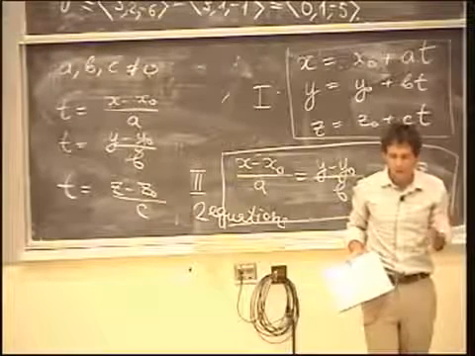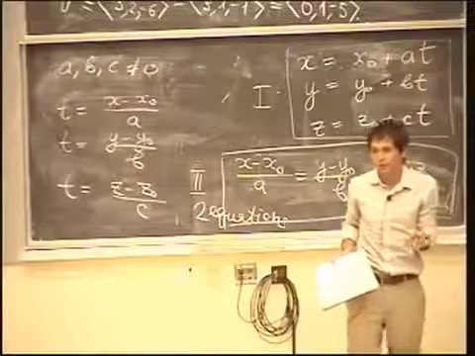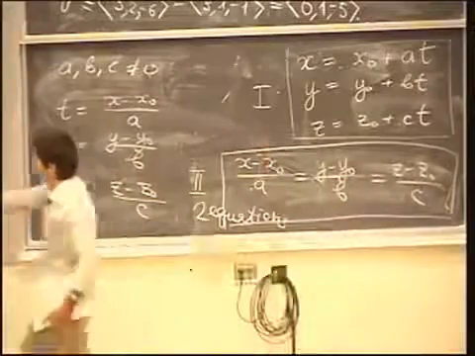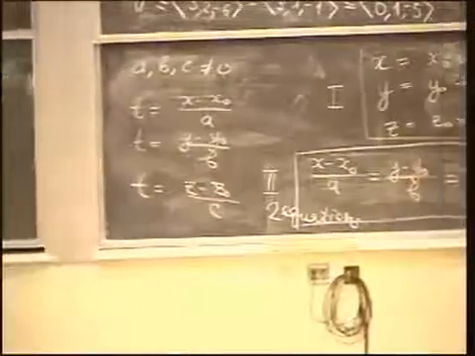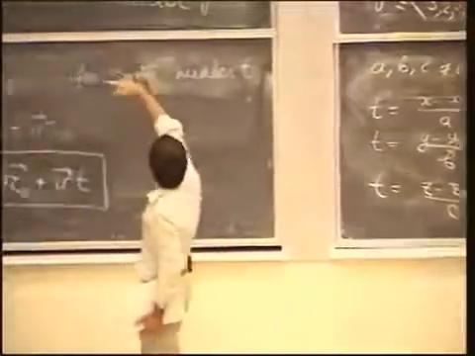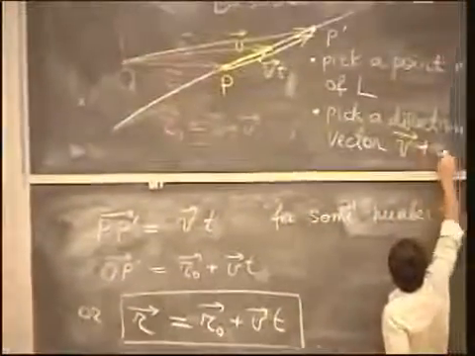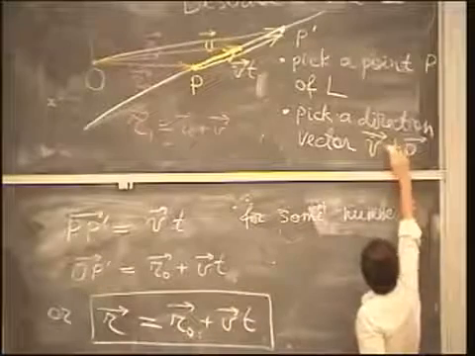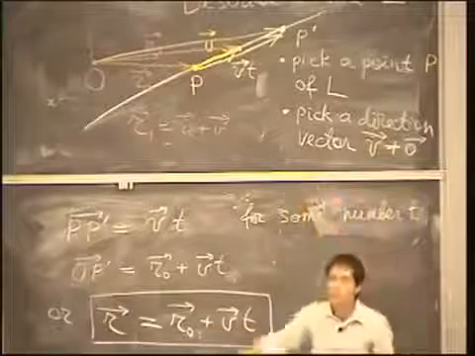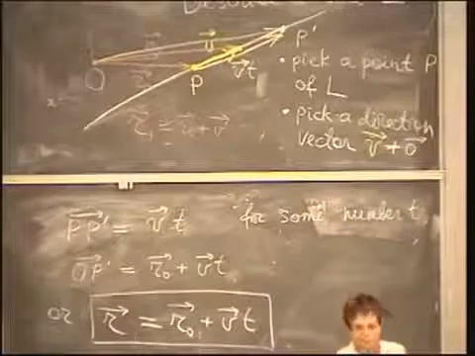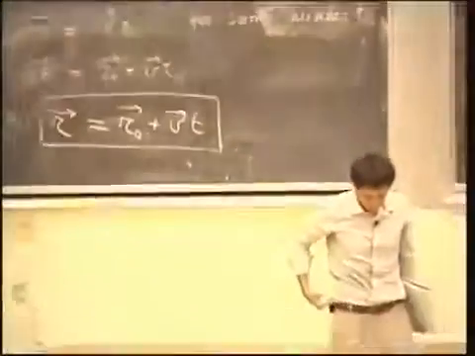And A, B, and C cannot all be equal to 0 because that would mean that this vector v is equal to 0. But I insisted that this is a non-zero vector. Pick a direction vector. I have to make this say non-zero. For otherwise, we wouldn't be able to argue in this way.